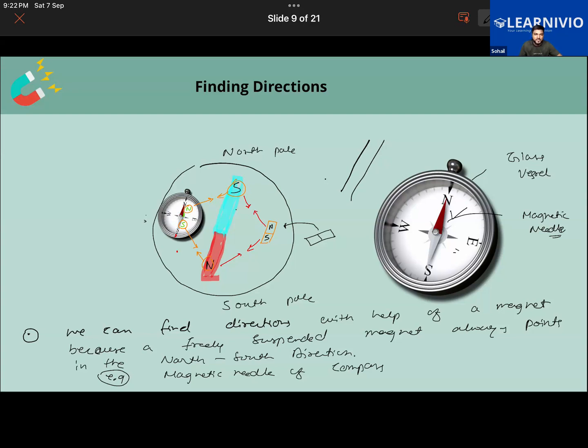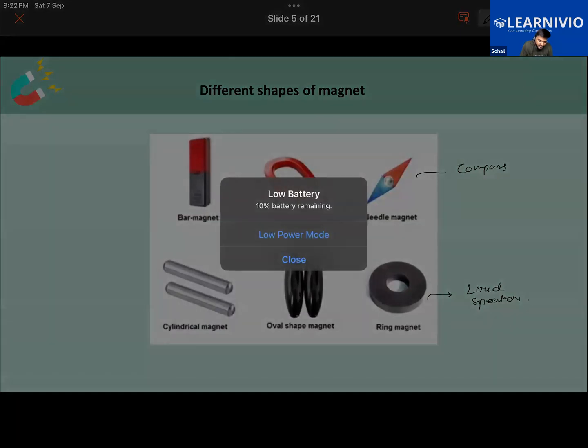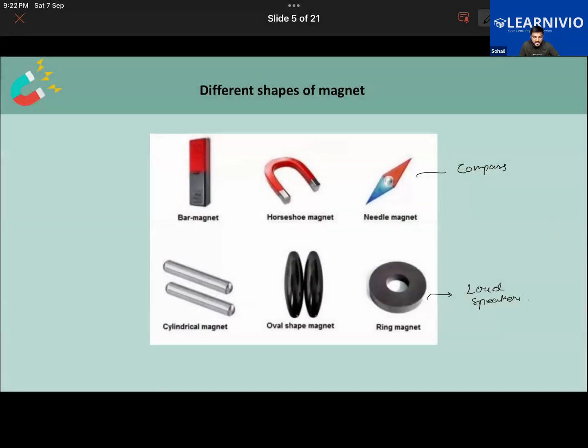Okay, got it. Now you guys think of this: magnets come in different shapes and sizes, right? One of them was the circular shape magnet, like this ring shape magnet. So the question must be arising in our mind: how will its poles be located? What will be the poles of the magnet? You can find the poles of a bar shaped magnet, horseshoe magnet, needle shaped magnet, cylindrical, and even the oval shaped magnet.